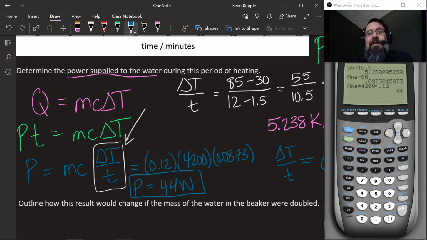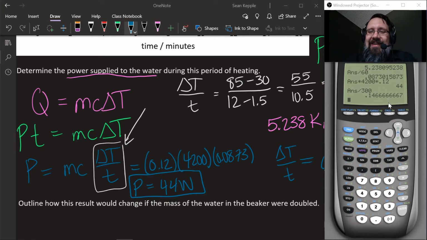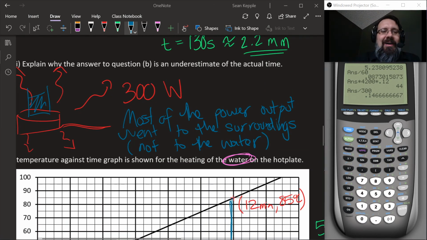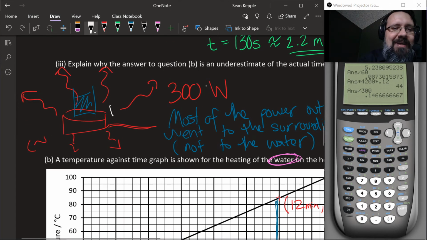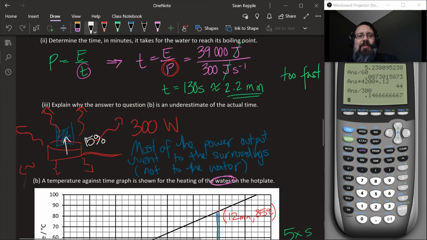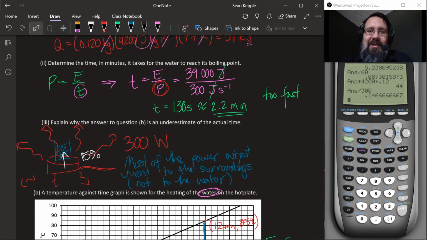So given that it was actually outputting 300, the hot plate was giving off 300 watts, and so that's actually only 15% of the energy was actually going into the water. So only 15% was actually going into the water. So that's why we had a huge underestimate for the time it would take, because we were assuming 300 joules per second, but really it was only 44 joules per second.